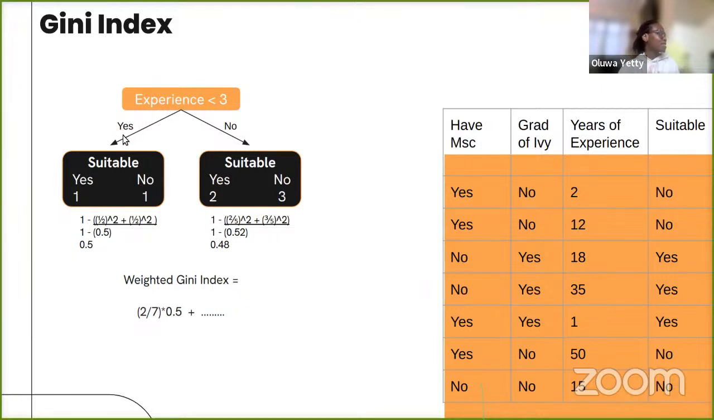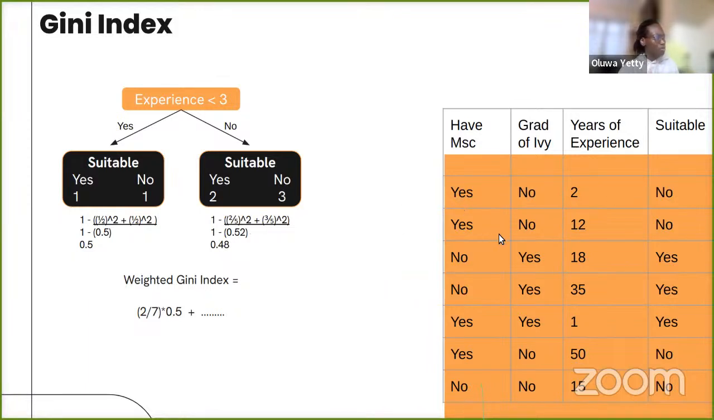And we will move to this, the weighted one comes from here, where we now check, when the experience is less than 3, how many suitability did you have? So we are not checking if it's yes or no in this case. We are just adding how many suitability did you have when the experience is less than 3. So we have 2, right? Because we have 1 here, we have it 2. So the numerator we have here is what we bring here, divided by the total number of data points we have.